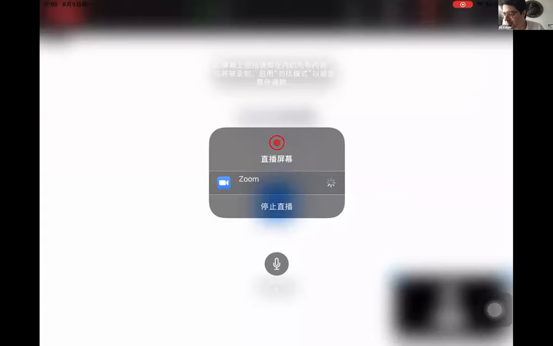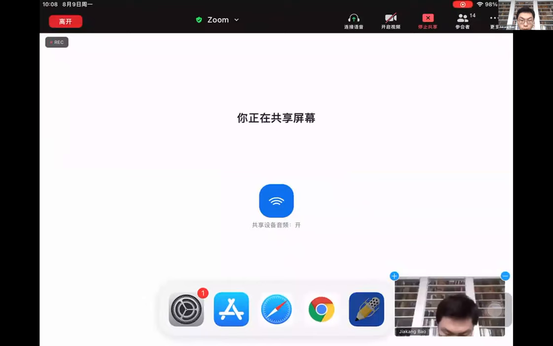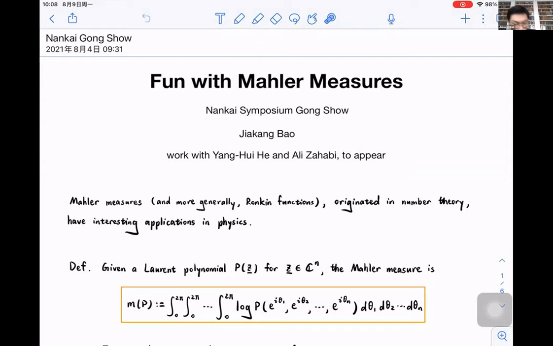Right, okay. Let me make a start. I'm going to talk about some ongoing work with Young and Eddie about Mahler measures and more generally Ronkin functions, which are objects originated from number theory, but they have various applications in physics. So let's first start with the definition.